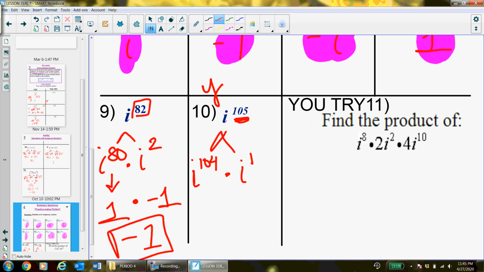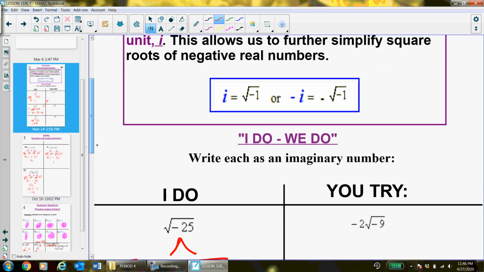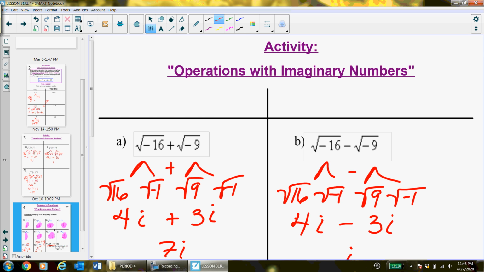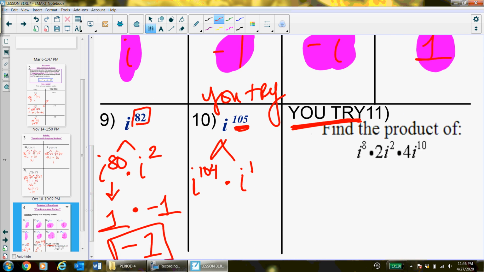This question 10 is another U try. Question 11 is also a U try. So in total, you have 5 U tries. You have these 3, and then you have these 2, questions 10 and 11 at the bottom.